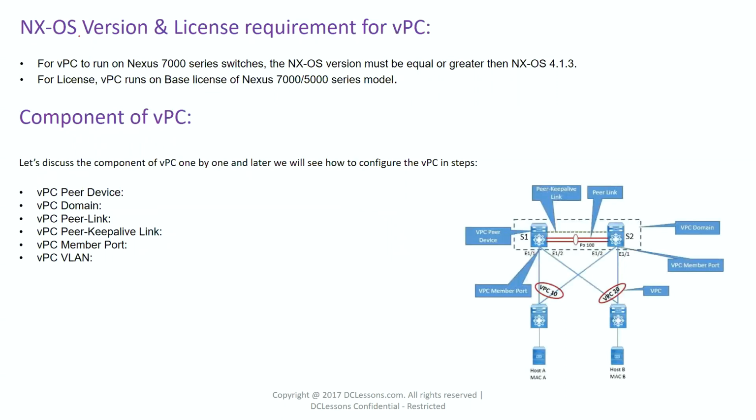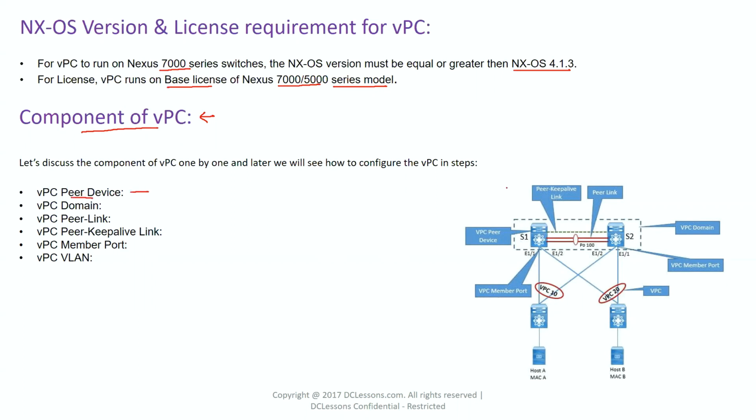Now, what is the NXOS version and license requirement for the VPC? VPC runs on Nexus 7K and 5K switches, and its NXOS version should be greater than 4.1(3), right? And it requires the base license for the Nexus 7K and 5K series models. Now, if you want to learn about the components of the VPC, let's discuss one by one: the VPC peer device, VPC domain, VPC peer link, VPC peer keep alive, VPC member port, and VPC VLAN. So what is a VPC peer device?